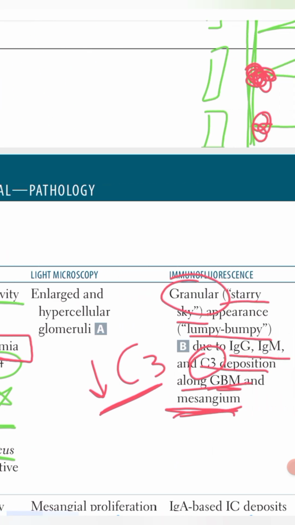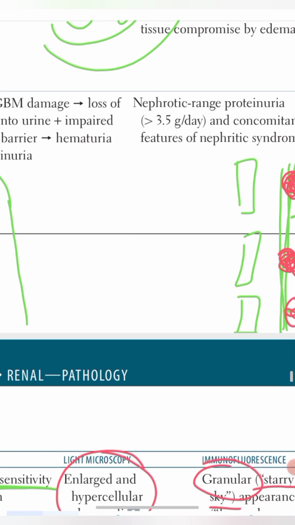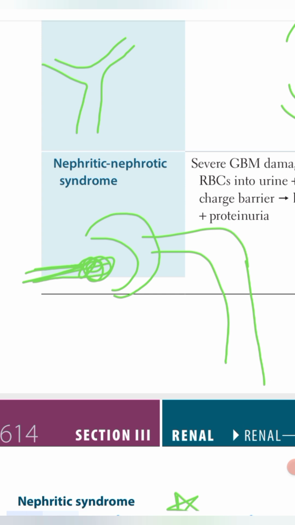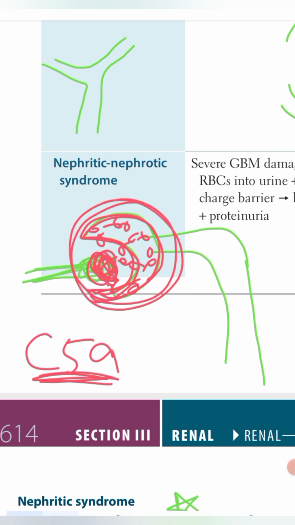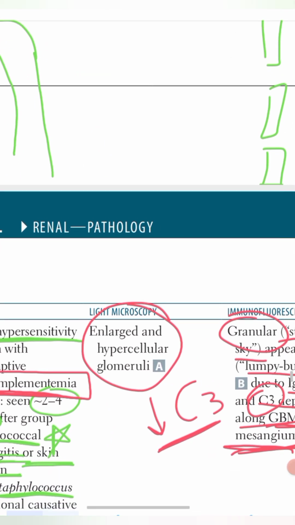And in light microscopy, there will be enlarged and hypercellular glomeruli, because whenever there is infection, there is antigen deposition, the antibodies will come, there will be antigen-antibody complex, and immune complexes will deposit. There is a chemotactic factor, C5a, which will attract the neutrophils. Neutrophils and other white blood cells come and fight the foreign agents. There will be use of complements. So there will be a lot of cells and a lot of processes going on in this area. As a result, the glomeruli will become enlarged and hypercellular.